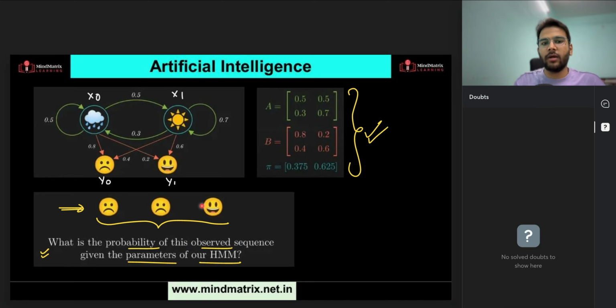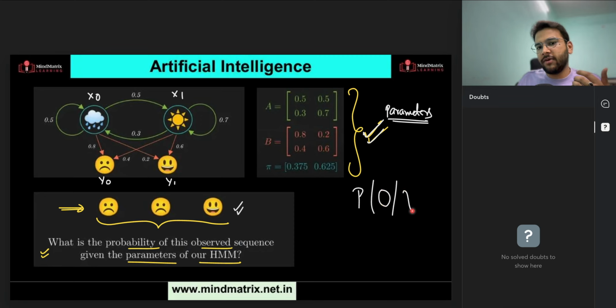Once again, what is the problem statement? The problem statement is, what is the probability of this particular observed sequence? When I say this particular observed sequence, that means on day 1 Tom is sad, on day 2 also Tom is sad, on day 3 Tom is happy. So we have to find the probability for this particular observed sequence, and these parameters are given to us. So we are trying to find the probability of the observed sequence given the parameters. Fine.